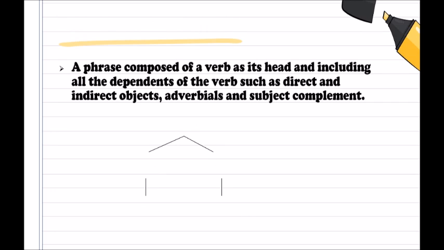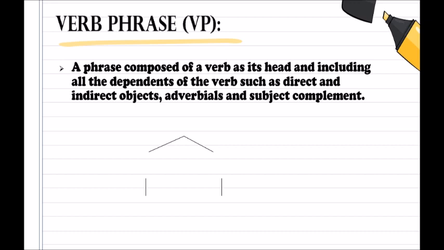Next is the verb phrase. A phrase composed of a verb as its head and including all the dependents of the verb such as direct and indirect objects, adverbials, and subject complement. This is the sample diagram. Verb phrase, or VP, consists of a qualifier and a verb. For example, never talk. Never is a qualifier and talk is a verb.